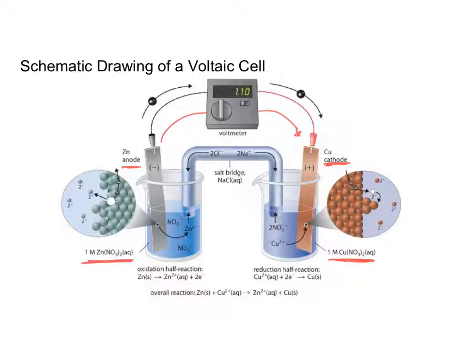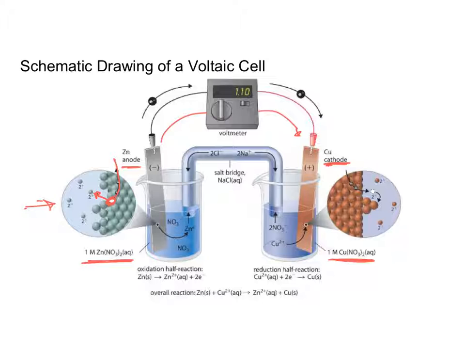So if I start at the anode side in this blown up section right here, what I see is that my solid zinc is losing 2 electrons, and those 2 electrons are going to travel from the zinc anode to the copper cathode. But in the process of doing that, this zinc atom that lost its 2 electrons now gets put into solution as zinc ion.